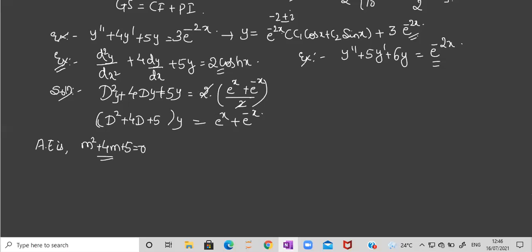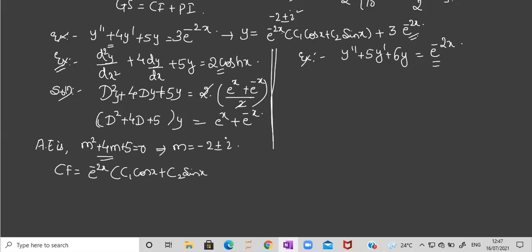Isn't it the RHS, LHS part of this and this equation are same? I think so, you are going to get the same root. Confirm it. So you will get the roots as complex: minus 2 plus i, minus 2 minus i. So if it is complex, how to do it? CF is e raised to minus 2x into bracket c1 cos x plus c2 sin x, because you have it as minus 2 plus or minus i into 1. This is CF.